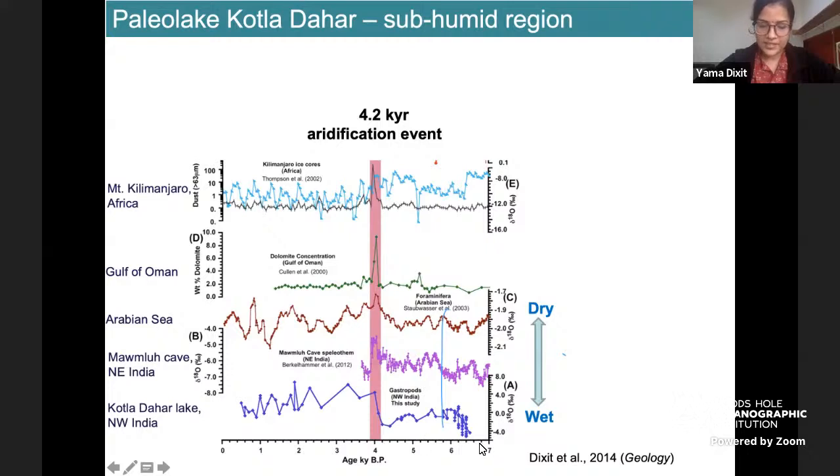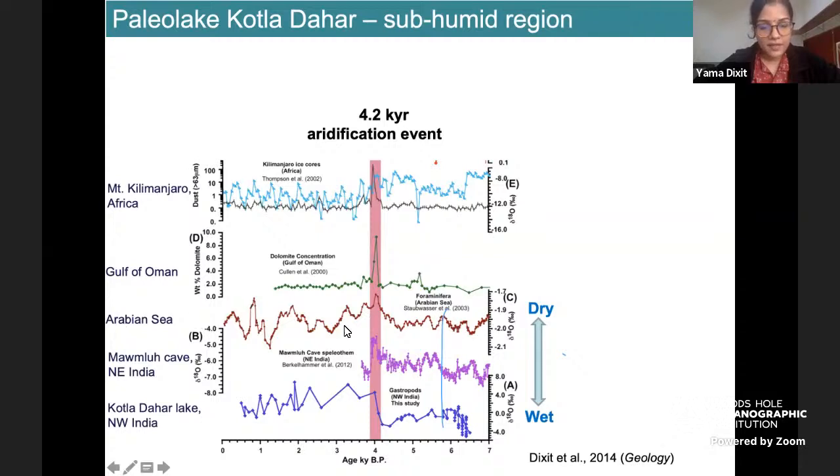Now I have flipped the axis. The x-axis is now the age axis, and we have all the variables or proxies plotted on the y-axis. Here we have oxygen isotopes from Kotla Dahar lake plotted, and we compare it with other records. For example, this is from Northwest India. There is an example coming from Northeast India, on its own independent chronology, and it's a brilliant record at really high resolution: Mawmluh Cave speleothem from Meghalaya.